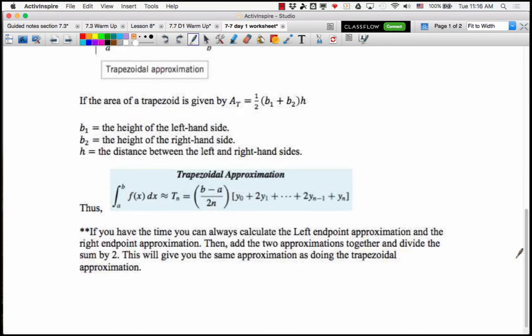All right? Notice this is double starred, so this must be super extremely important. If you have the time, you can always calculate the left endpoint approximation and the right endpoint approximation. Then add the two approximations together and divide the sum by 2. This will give you the same approximation as doing the trapezoidal approximation. So if you never want to do a trapezoidal approximation, you can just do the left, do the right, and then take the average. Kind of a long process for just wanting to skip something.